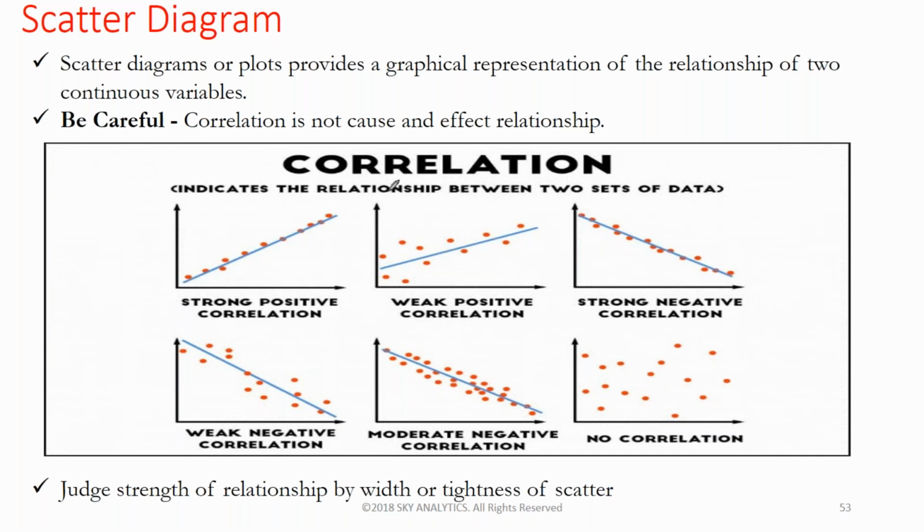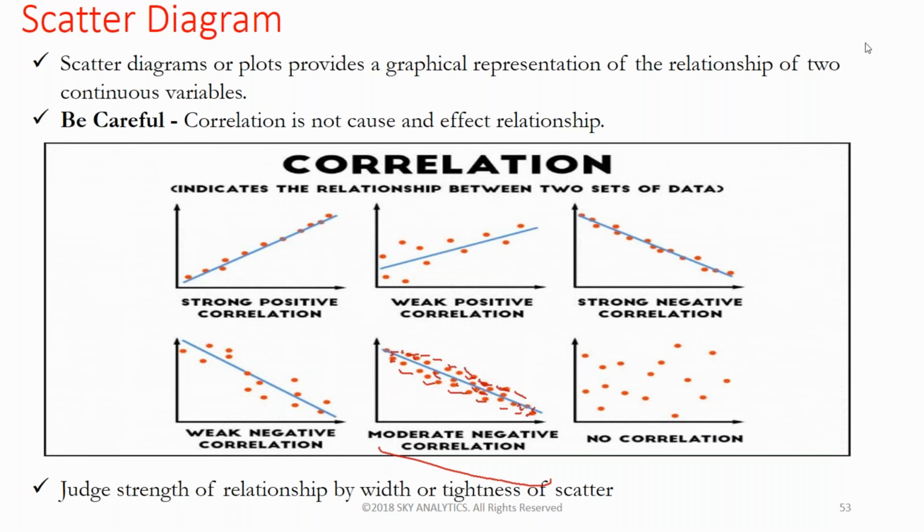Okay, now see here. Correlation indicates the relationship between two sets of data. This is called a strong positive because it is slightly closer to the straight line. That is the reason it is called strong positive correlation. This is called your moderate negative correlation. See, it is slightly loosely scattered. Slightly loosely scattered, you can call it moderate negative correlation.